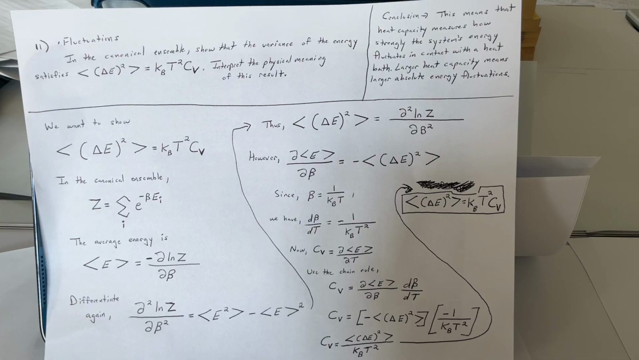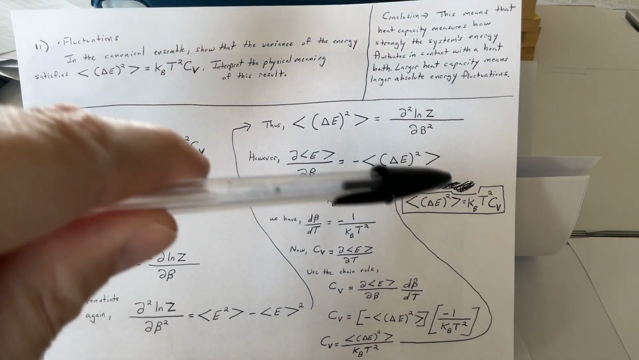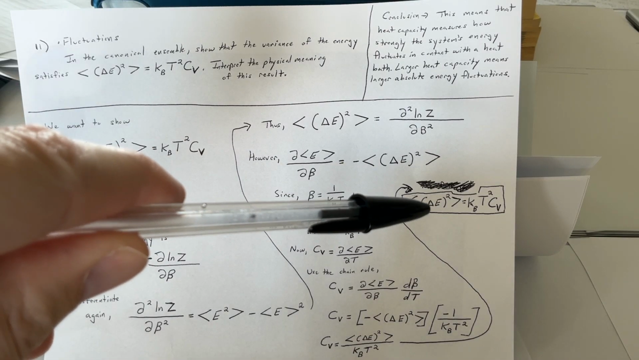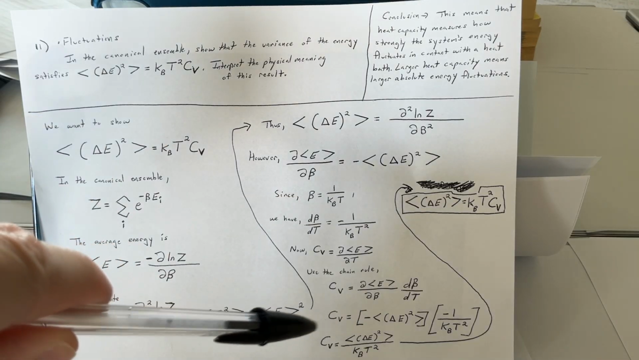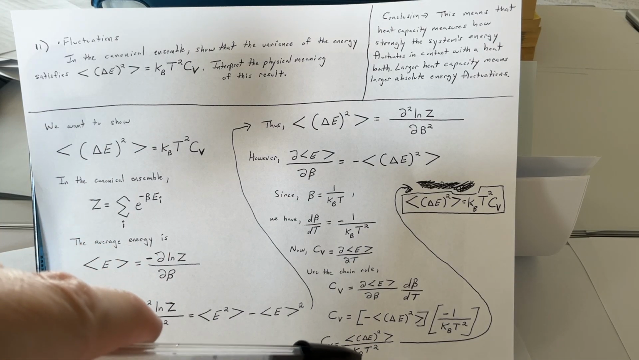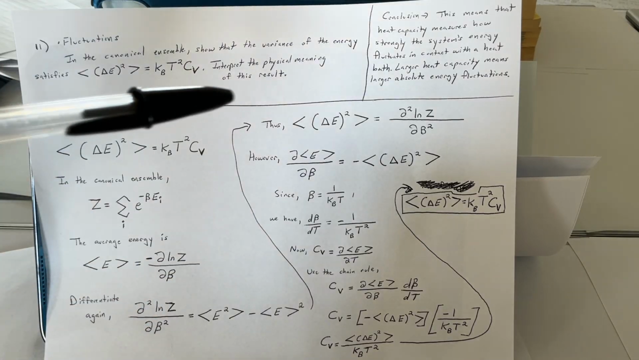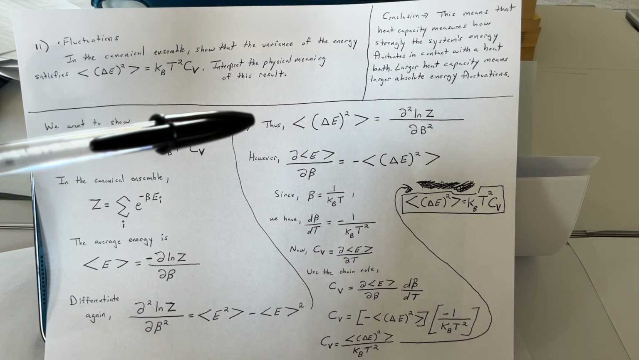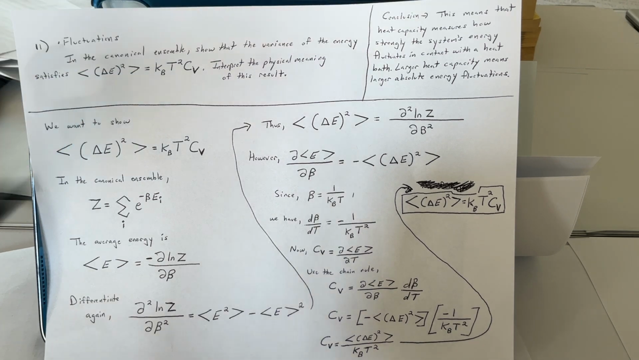Now, from here, what we can say is, because we've isolated this delta E squared term, we multiplied by k_B T squared on both sides. And now we can interpret the physical meaning of this result. Conclusion: this means that the heat capacity measures how strongly the system's energy fluctuates in contact with a heat bath. And larger heat capacity means larger absolute energy fluctuations.